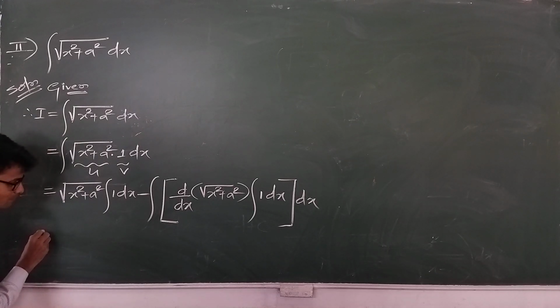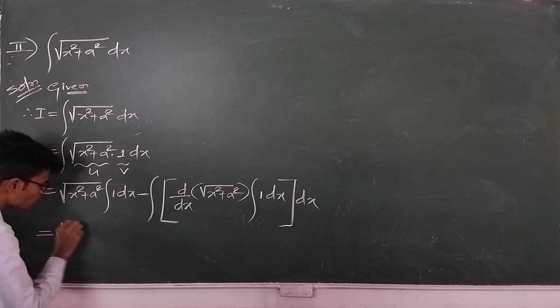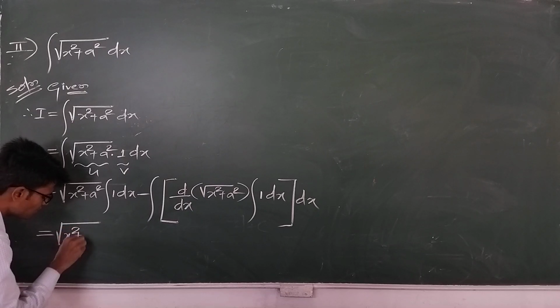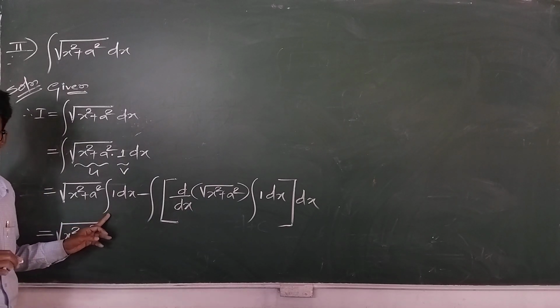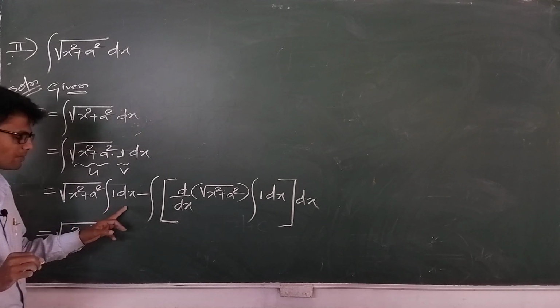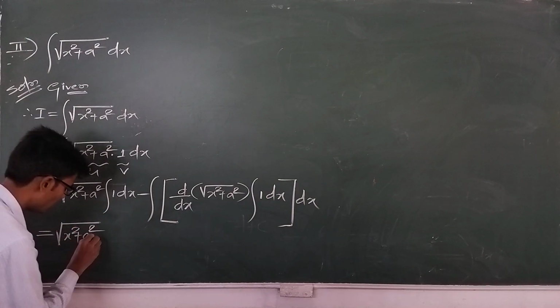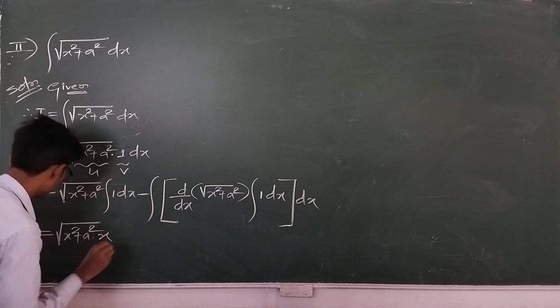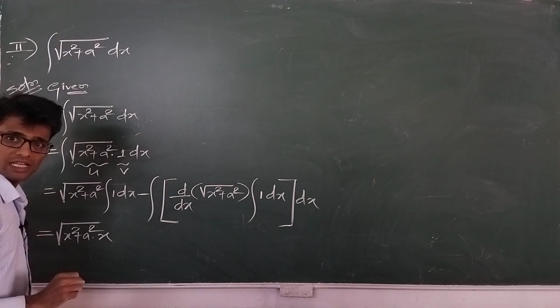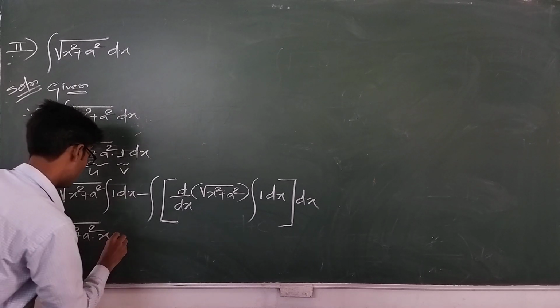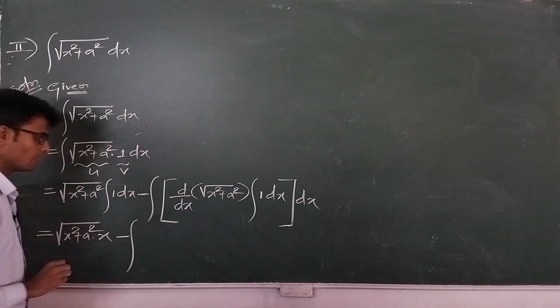So now this is equal to, I will write square root of x square plus a square as it is, integration of 1 with respect to x. So integration of 1 with respect to x is x. I will write into x, and then minus integration.